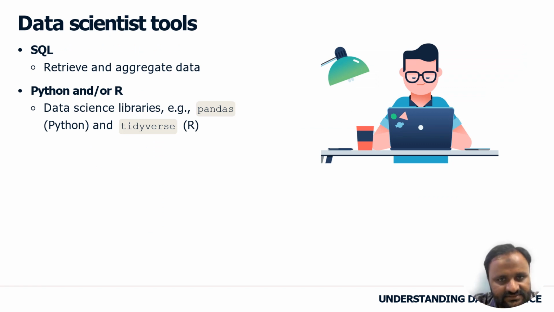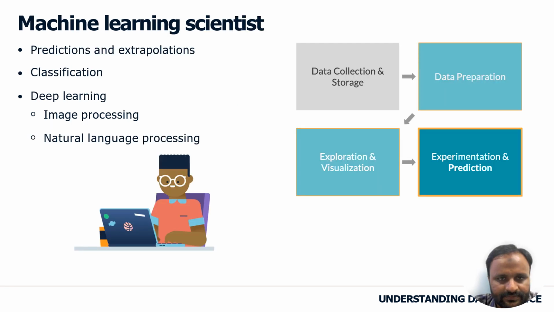Similar to analysts, data scientists have strong skills in SQL. Data scientists must be proficient in at least Python or R. Within these languages, they use popular data science libraries such as Pandas, Seaborn, NumPy, and Tidyverse. These libraries contain reusable code for common data science tasks. For some traditional machine learning algorithms, they use the scikit-learn library.